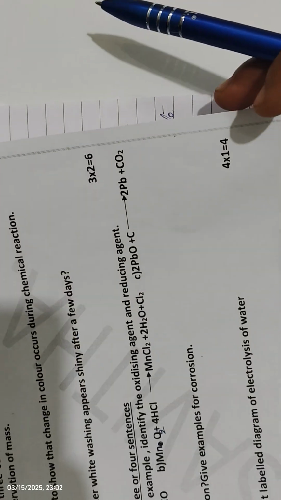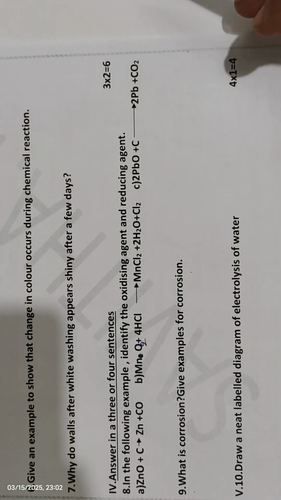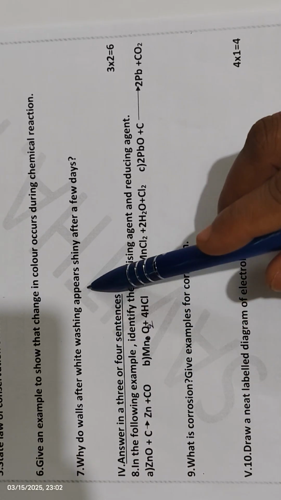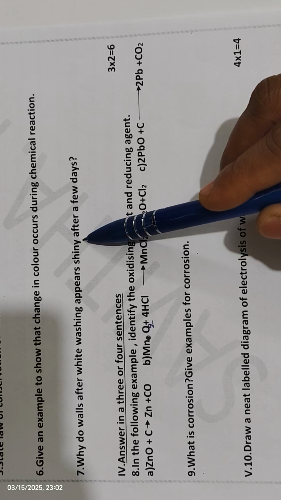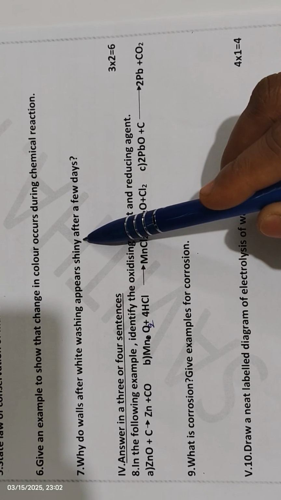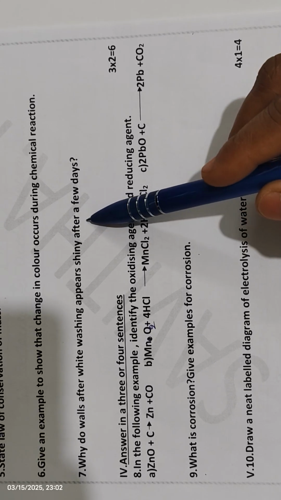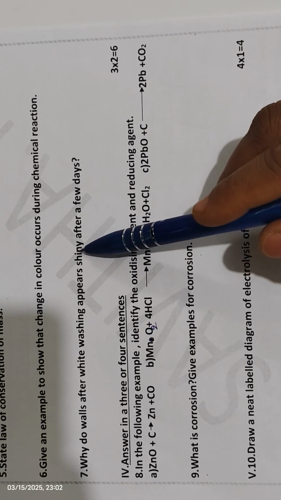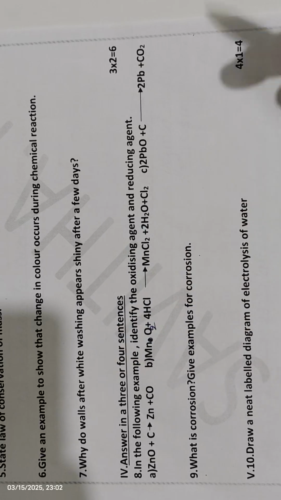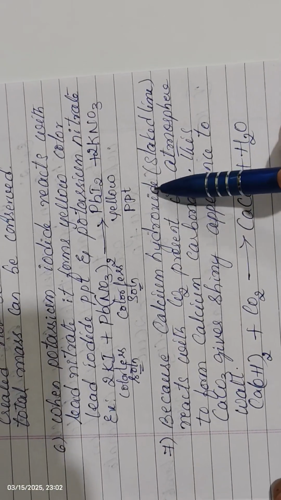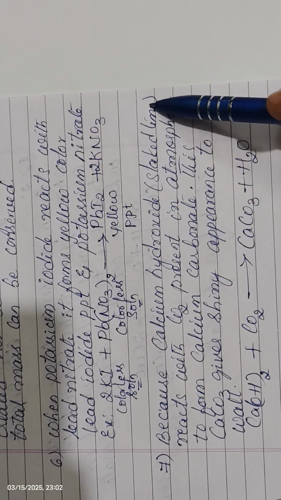The next question. So we'll move to the next question. Question number 7. Why do walls after whitewashing appear shiny after a few days? After whitewash, after a few days you can see that the walls appear to be shiny. What is the reason? We'll see the answer. Because of calcium hydroxide, we call this calcium hydroxide slaked lime also.